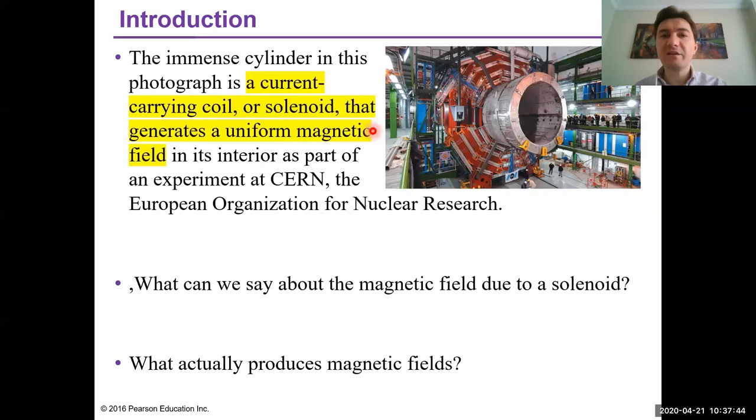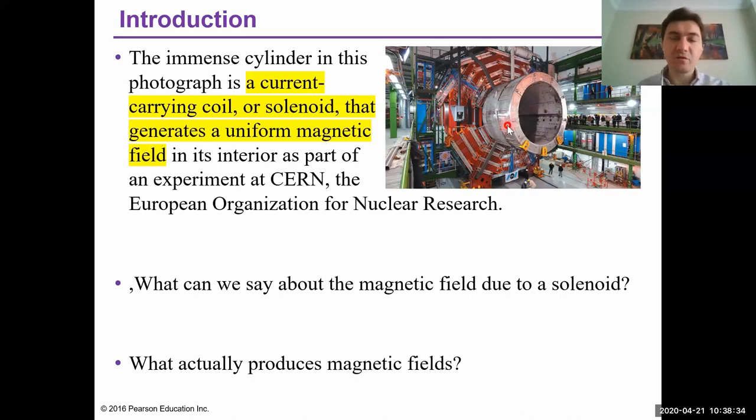First of all, let's see here a very nice example of a current carrying coil or solenoid. Here you see a huge solenoid. You can see here that there are some people, okay? But look at the inner radius of that solenoid. This is huge, many meters. So it is a huge electromagnet if you consider the people around the magnet. This type of huge magnet is used at CERN, the European Organization for Nuclear Research, in order to produce huge magnetic fields in the center of the solenoid.